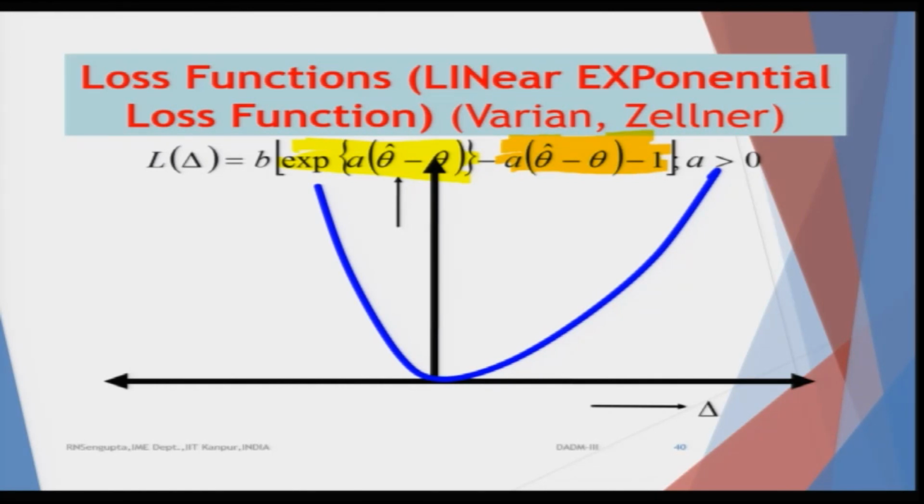Now consider theta hat minus theta is positive and A is also positive. In that case, if you consider any value on the right, that is delta is positive, that is theta hat minus theta is positive, then the exponential part will start increasing exponentially as you increase the values of delta. There is obviously a negative part, which is basically minus A times the bracket theta hat minus theta, but the rate of increase of the exponential part would be so high that it will basically dominate the linear part.